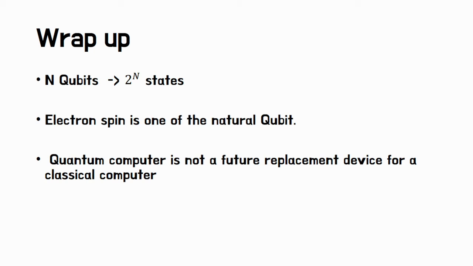Let's wrap up this video. As you saw, 2 qubits make 4 states. At the very beginning of the video, I said that n qubits can represent 2^n states. And the electron could be used as a qubit with the superposition of spin up and spin down.